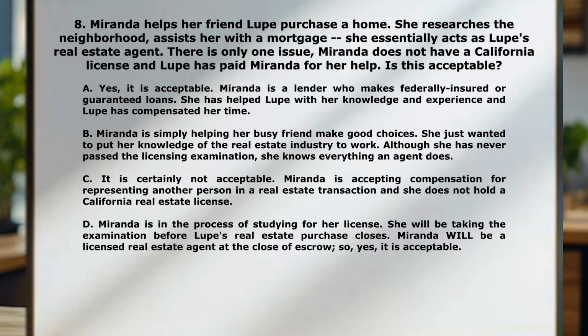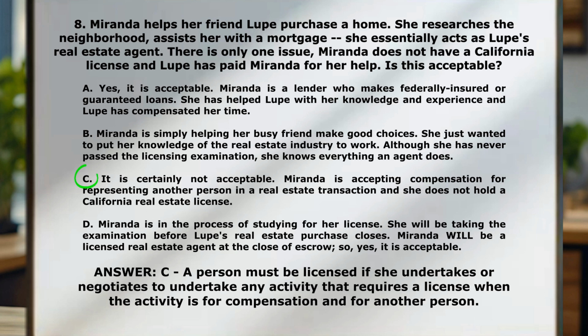C. It certainly is not acceptable. Miranda is accepting compensation for representing another person in a real estate transaction, and she does not hold a California real estate license. D. Miranda is in the process of studying for her license. She will be taking the examination before Lupe's real estate purchase closes. Miranda will be a licensed real estate agent at the close of escrow. So yes, it is acceptable.